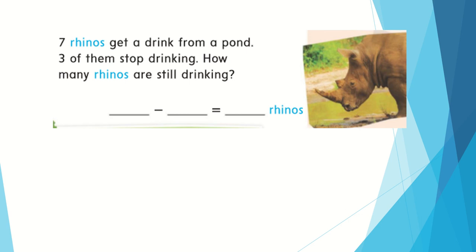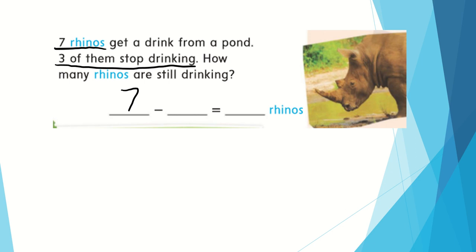So I can see it says 7 rhinos get a drink from a pond. 3 of them stop drinking. How many rhinos are still drinking? Now remember, when we do subtraction, we always start with the biggest number. So I know that I have 7 rhinos.